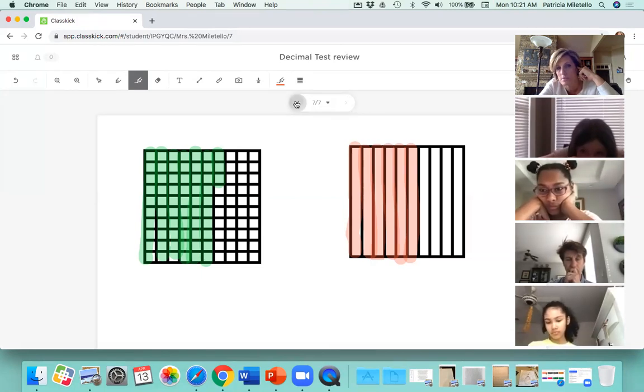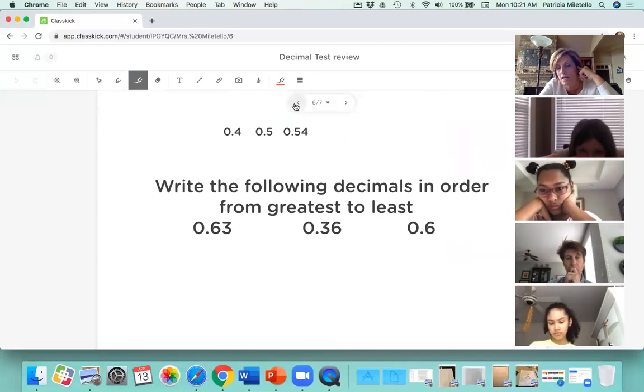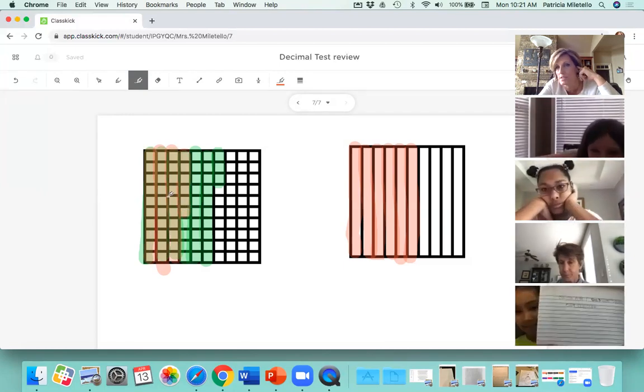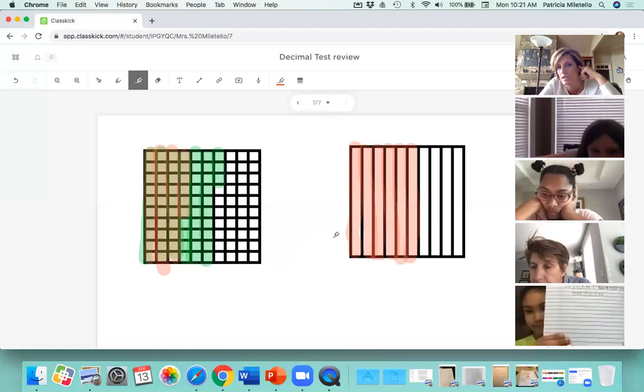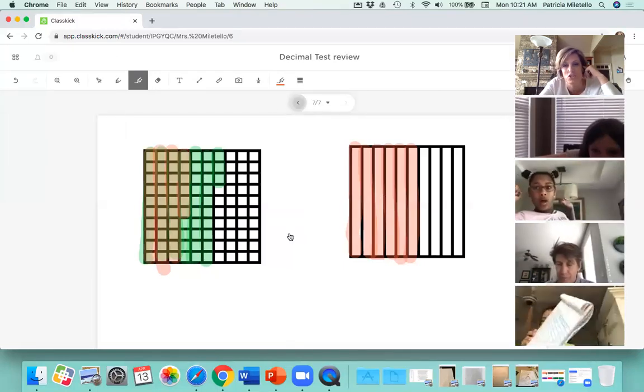But the other decimal number that was there was 36 out of 100, which would be like 1, 2, 3, and 6 more. Okay, so you see how that 36/100ths is a lot smaller than either one of these 2? Yes, Gabby. So it should be, which one should be first, Peyton?